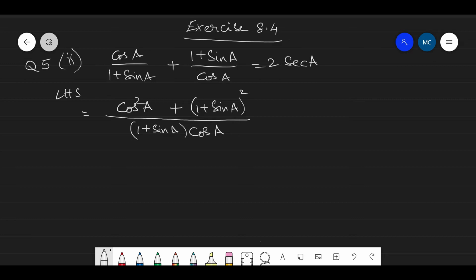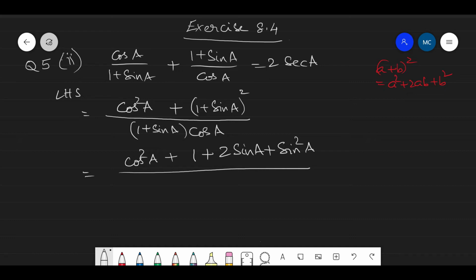I think you are aware of LCM. Now this will happen like cos square A plus this 1 plus sin A whole square. We have to expand using A plus B whole square. What is the identity? A plus B whole square is equal to A square plus 2AB plus B square. So using that, you will be getting 1 square, that is 1, plus the 2AB term is 2 into 1 into sin A, that is 2 sin A, plus the B square part will be sin square A, by this 1 plus sin A into cos A, leave it like that only.